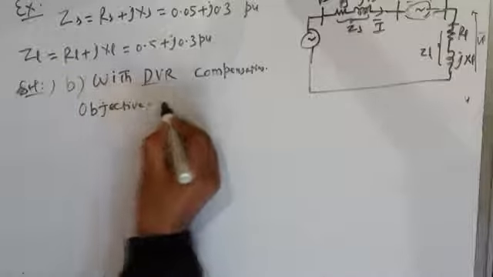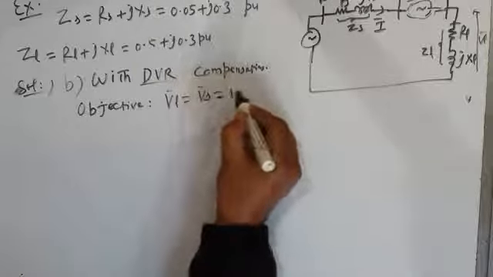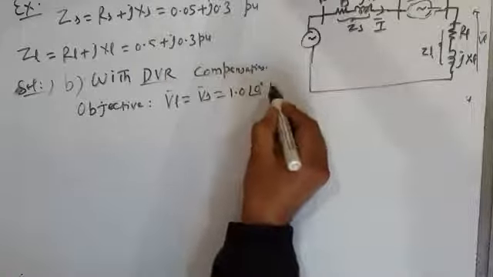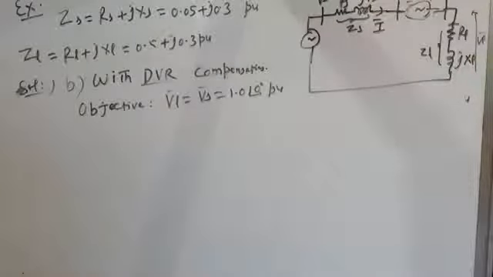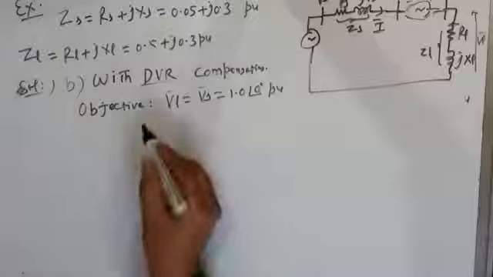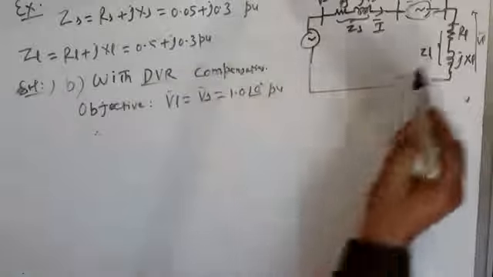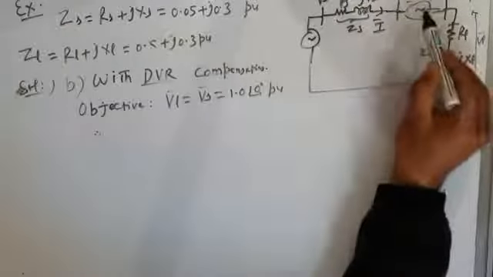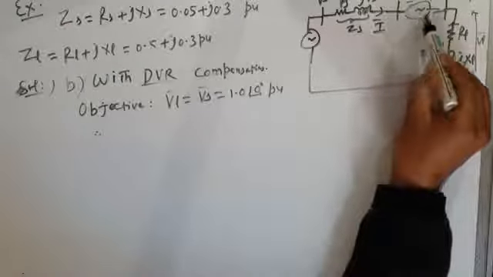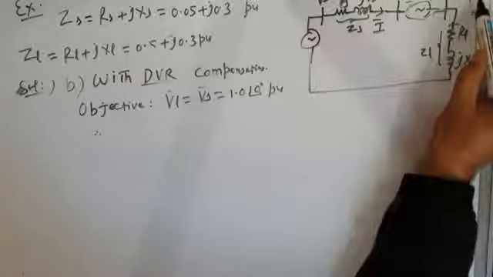The desired objective is to make the load voltage the same as the source voltage, that is 1.0 at an angle of 0 degree per unit. It should be 1 per unit because your source voltage is also 1 per unit. Okay, so therefore VL is 1 per unit. In the presence of the DVR, it injects the missing voltage so that the load voltage is the same as the source voltage, that's 1.0 at an angle of 0 degree per unit.